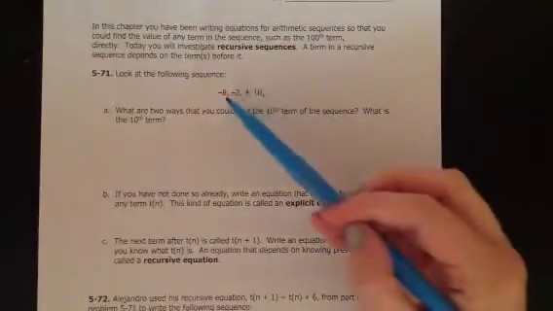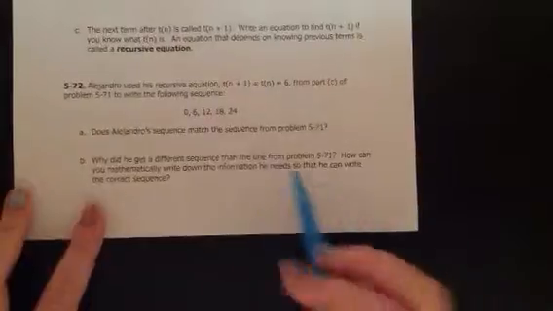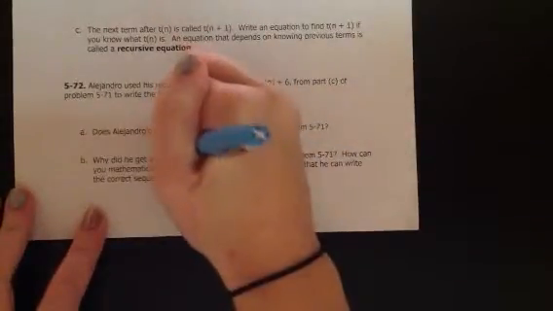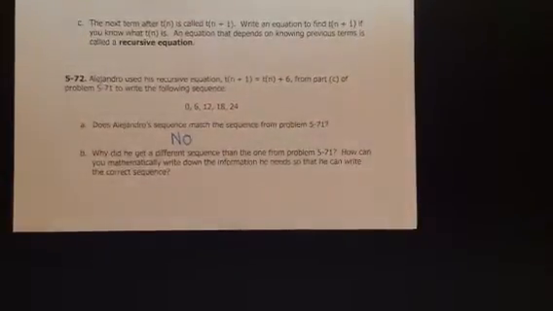So as you can see here, they start with -8, that's their first term, and here he starts with 0. So those are not the same numbers, so that's a no. They don't match the sequence from 5-71. So on to part B.